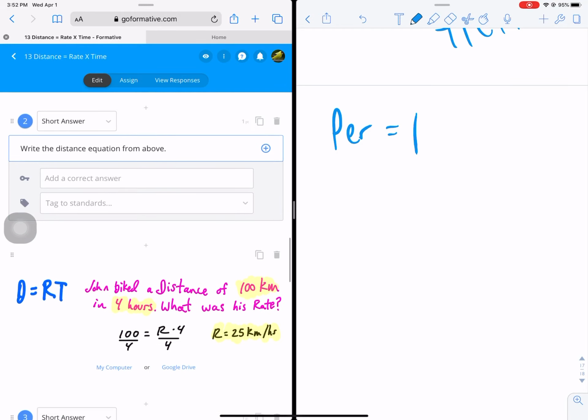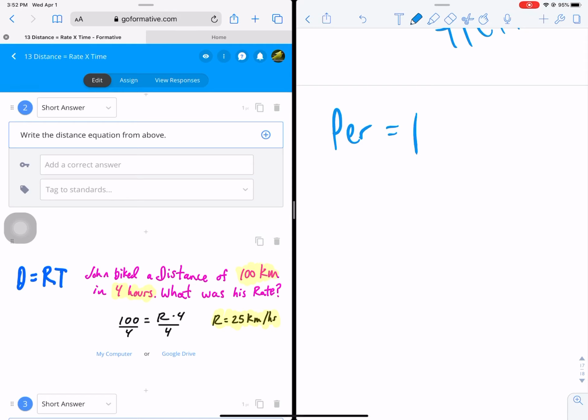Write the distance equation from above. So that would be, it's also right there. So write that right here, okay?